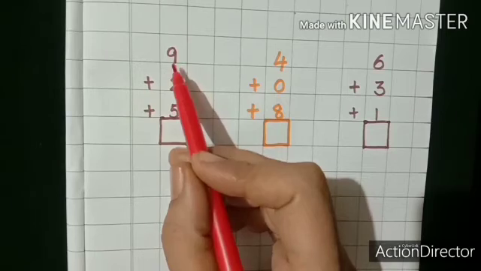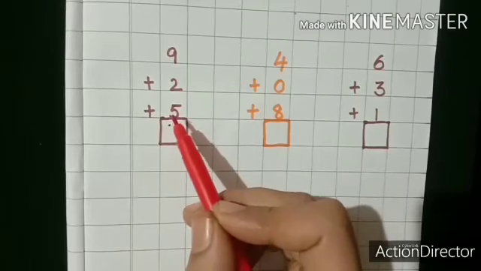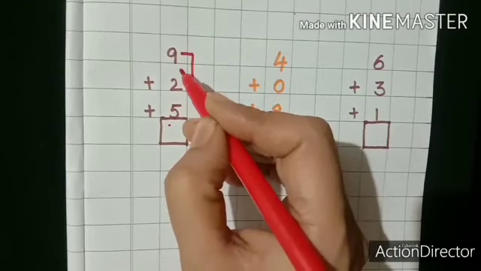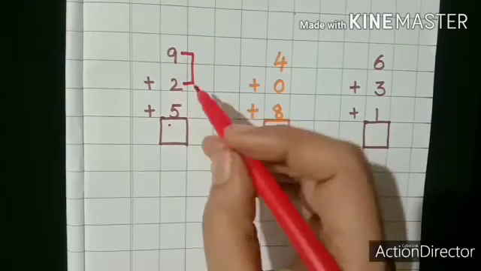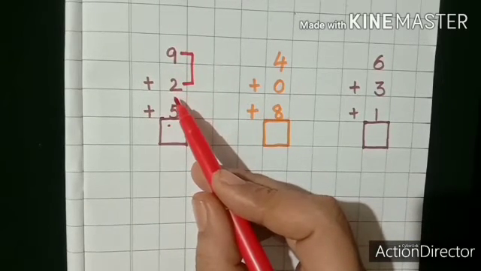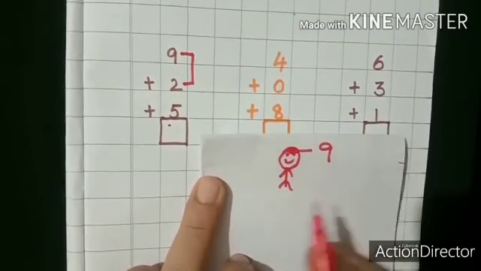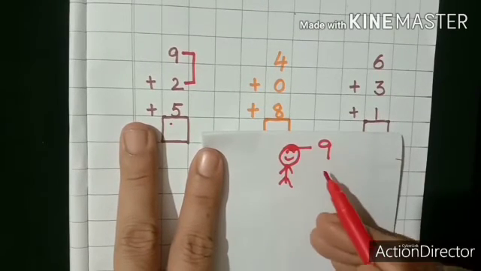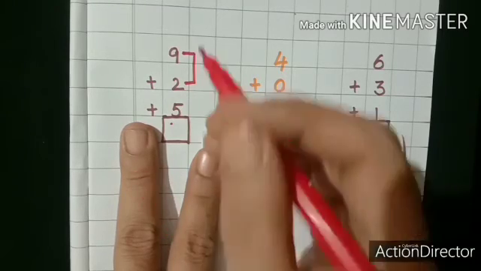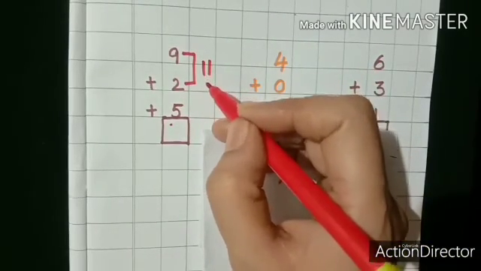Look at this example. 9 plus 2 plus 5. Here we have 3 numbers. When there are 3 numbers, let's add first 2 numbers. That is 9 plus 2. Which is the bigger number here? 9 is the bigger number. And which is the smaller number? 2 is the smaller number. So 9 in my mind and 2 on my fingers. What comes after 9? After 9, 10, 11. So 9 plus 2 is equal to 11.